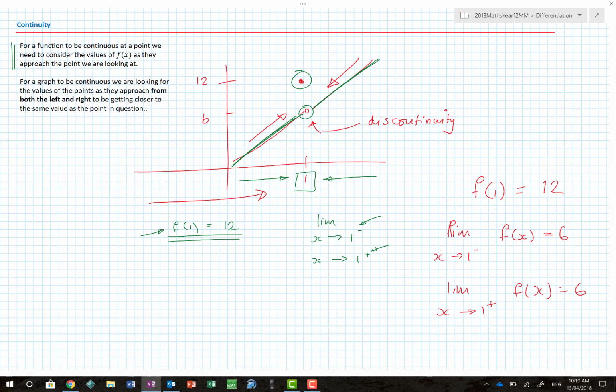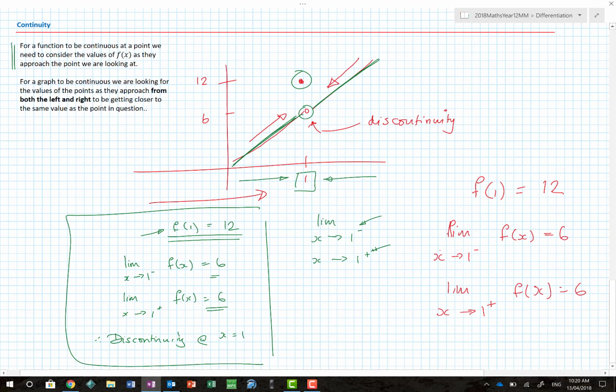And again, what we now say, and we have to formalize this, is that the limit as x tends to 1 from the negative side, we have f of x is equal to 6. And likewise, as the limit of x tends to 1 from the positive side, we get f of x is equal to 6. And because the values from the left to the right are not the same, then we say, therefore, there is a discontinuity at x equals 1.